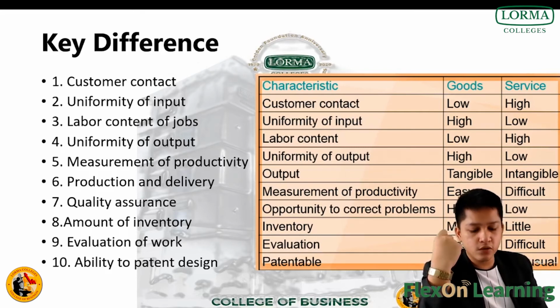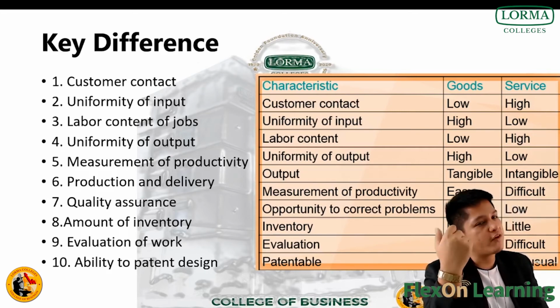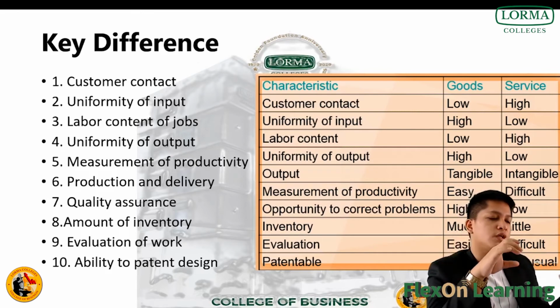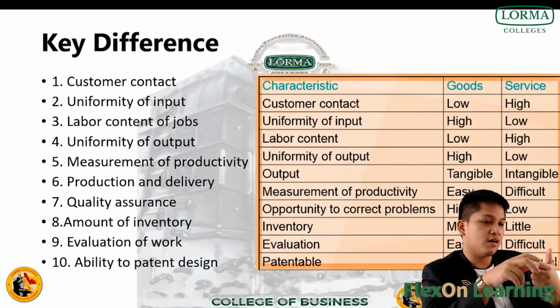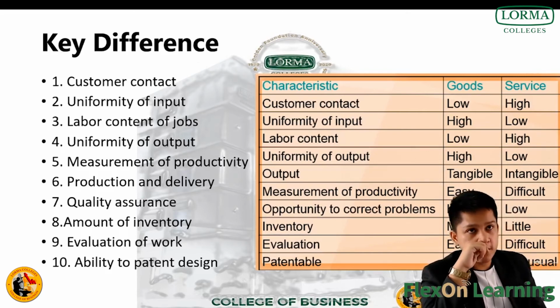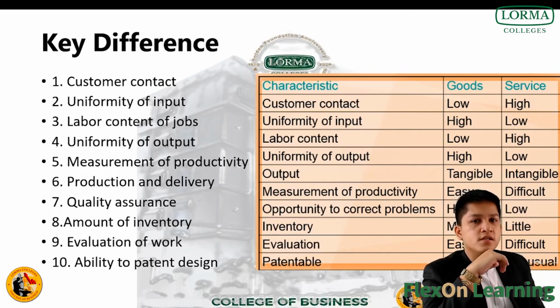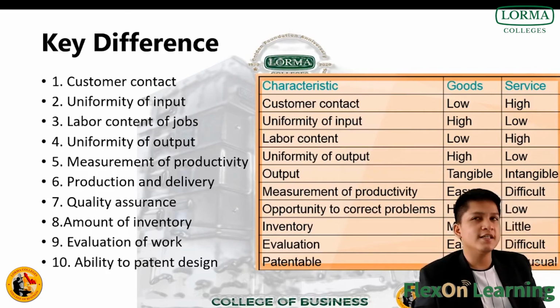The opportunity to correct problems, okay? For goods it is high, because if there is a defect, it can be fixed. While in service, of course, when you're in a parlor, nail, and you hurt the customer, we cannot fix that right away, right? Inventory is much in goods, while in services, little. Valuation is easier in goods, difficult in services. Patentable usually in goods, while not usual in services. So those are the key differences of goods and services.